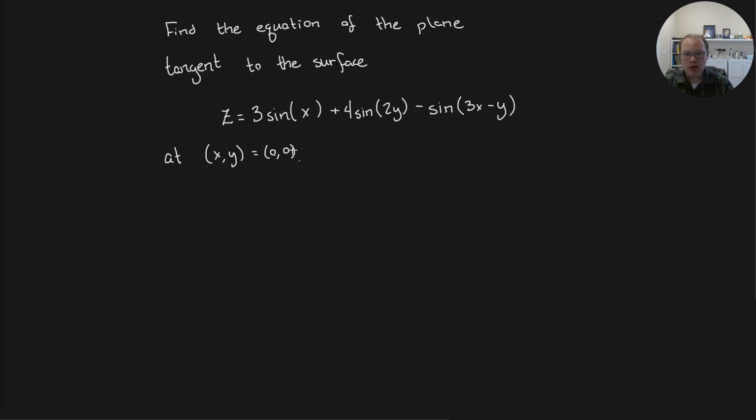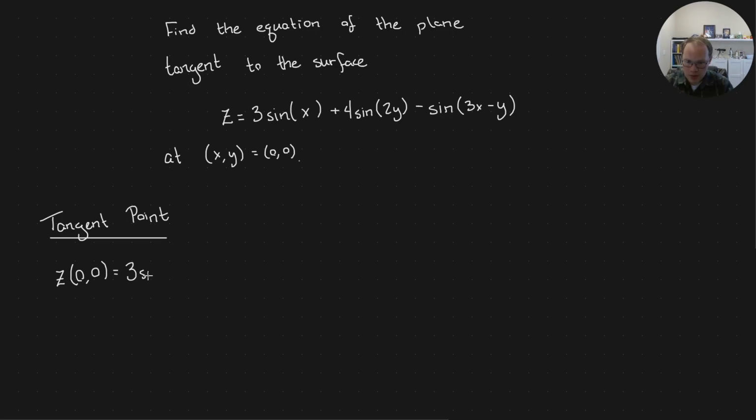Now, for the point in the plane, we know the tangent point will be in the tangent plane, right? And we know the x and y coordinates of that tangent point. But to find the equation of the plane, we also need the z coordinate. So let's start by just plugging in 0, 0 to find the z coordinate of this point. So let's find that tangent point by plugging in x equals 0 and y equals 0 into this equation.